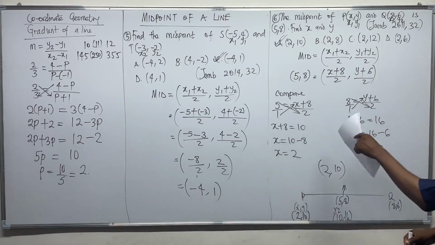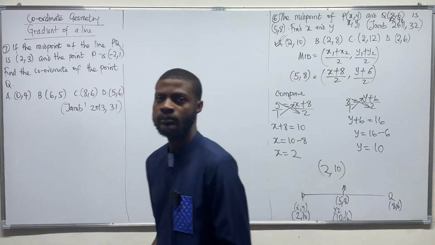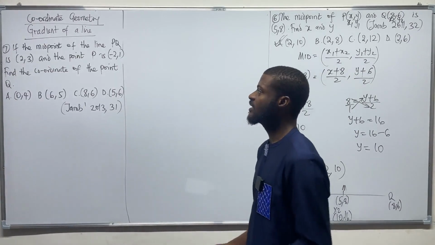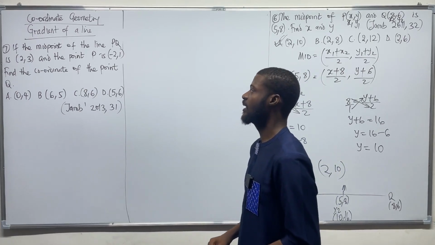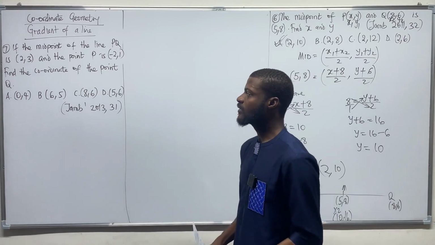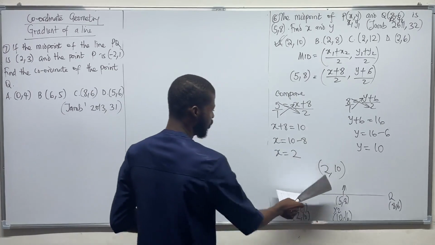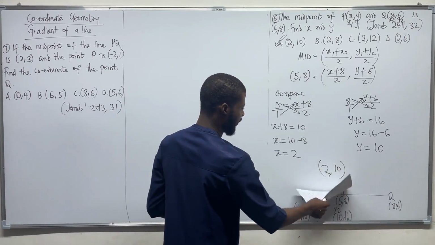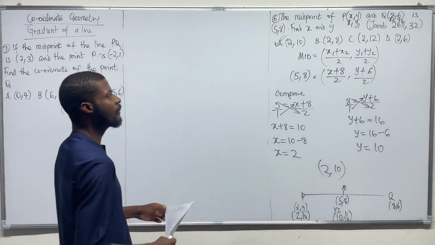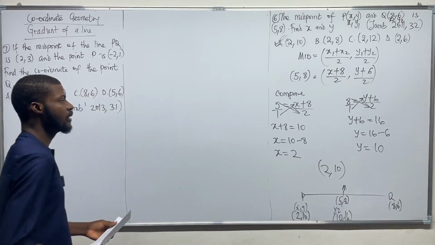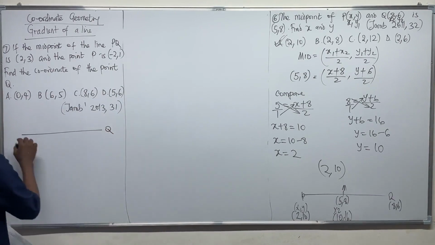Let us take a look at another problem like this and see if you understand it. So question number 7. Here's the next question. It says if the midpoint of the line PQ is 2, 3 and the point P is minus 2, 1, you have to find the coordinate of the point Q. I want to solve this question with this short cut or this short form that I've used. Now, what I'm going to do is very, very simple. So instead, let me draw the line PQ. So this is Q and this is P.